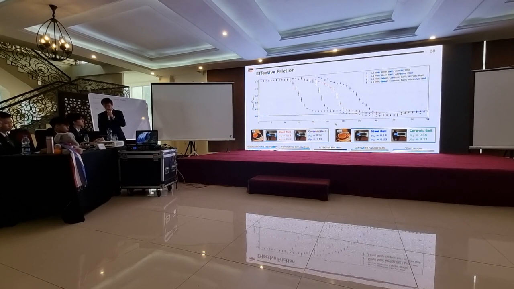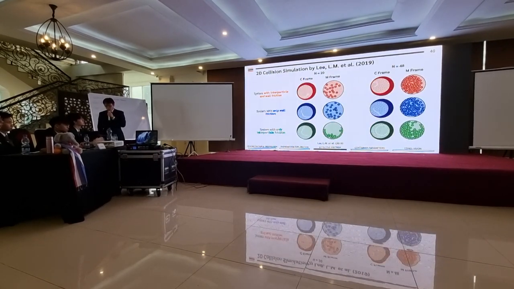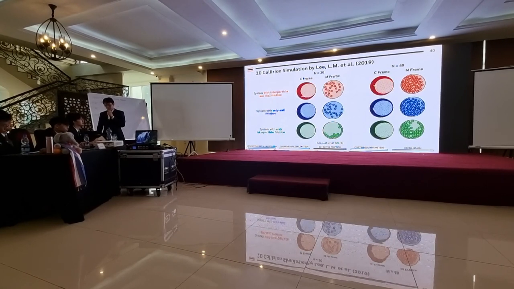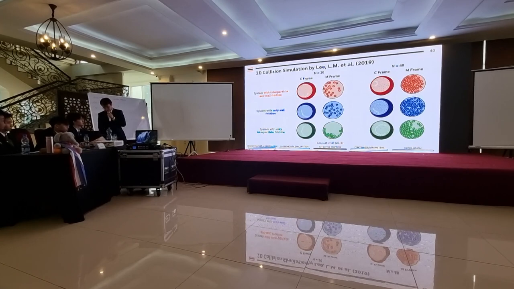From this experiment, we can point out that the effective friction and wall friction will greatly enforce wall velocity from the cluster. So, all of our experimental investigation reveals the important role of friction. But which one is more important? Is it the wall friction or is it the interparticle friction?